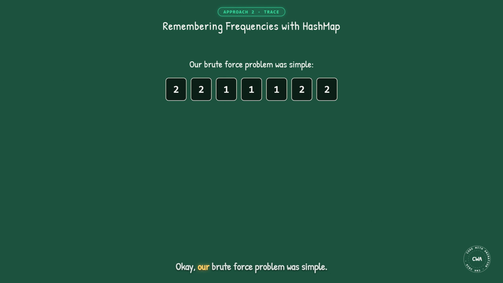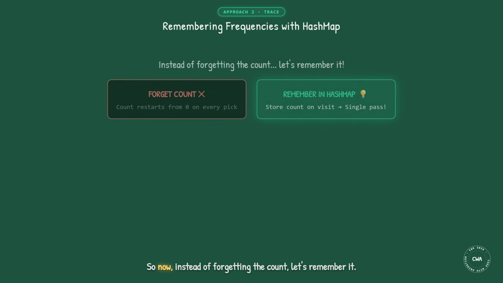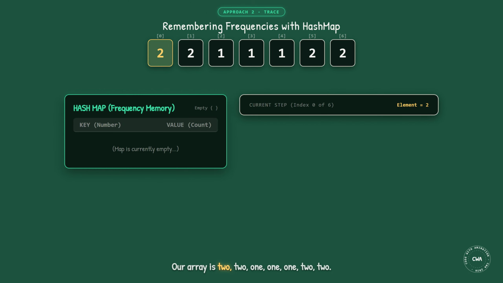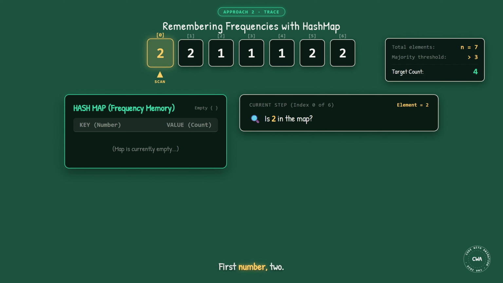Okay, our brute force problem was simple. We were counting the same numbers again and again. So now, instead of forgetting the count, let's remember it. We can use a hash map. Our array is 2, 2, 1, 1, 1, 2, 2, and initially our map is empty. Our total elements are 7, so majority means more than 3. Basically, we are looking for a count of 4.